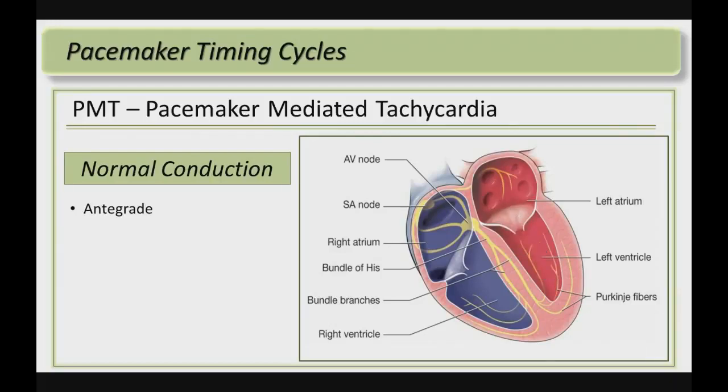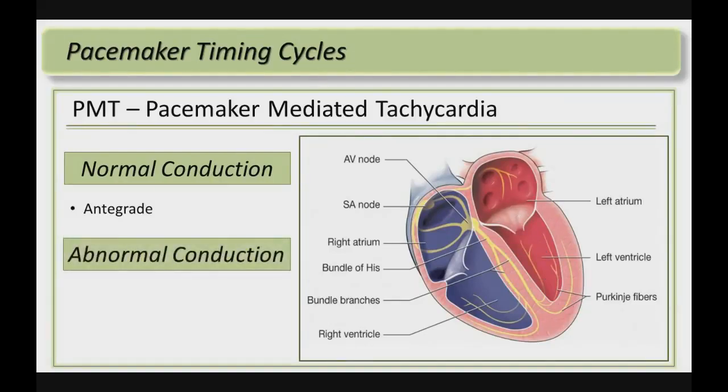When something like a PVC happens, a patient can have abnormal conduction. If a PVC were to originate in the left ventricle, that impulse could travel up the bundle branches, through the bundle of His backwards into the AV node, then into the interatrial pathways, causing the atrium to contract. This backwards conduction is known as retrograde conduction.